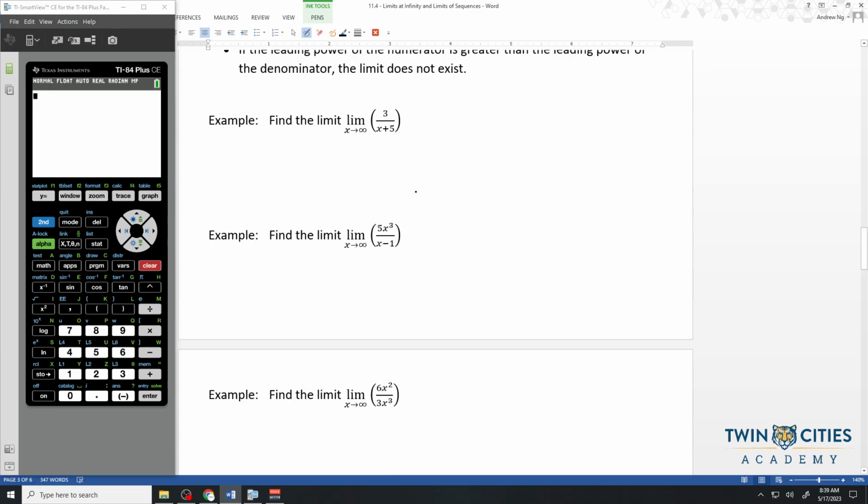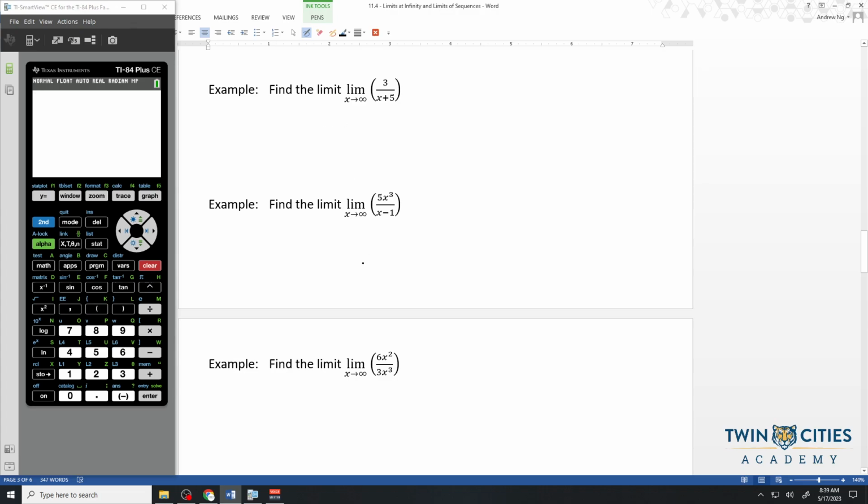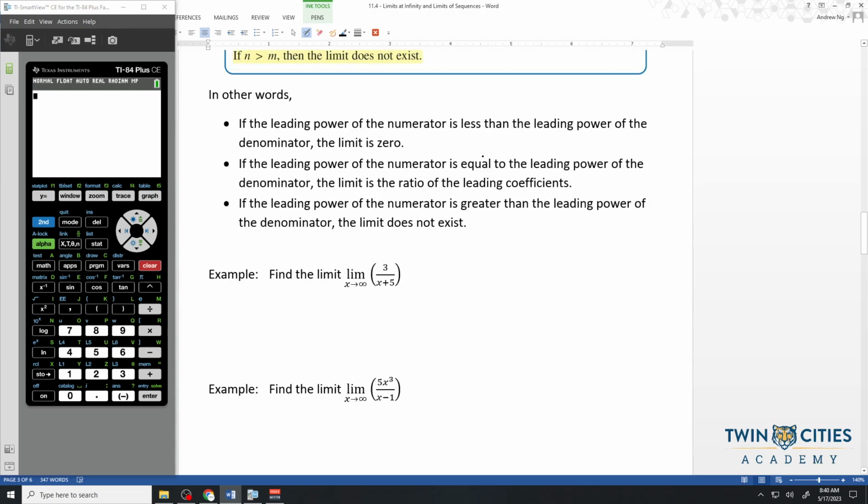Now, you might look at this and go, we don't have a whole lot of space here. And that's okay, because all I really need to look at is what is the highest power on top, what is the highest power on bottom. So here the highest power on top is x to the 0, because I don't have any x terms on top. And the highest power on the bottom is x to the 1. So I would say 0 on top and then 1 on the bottom.